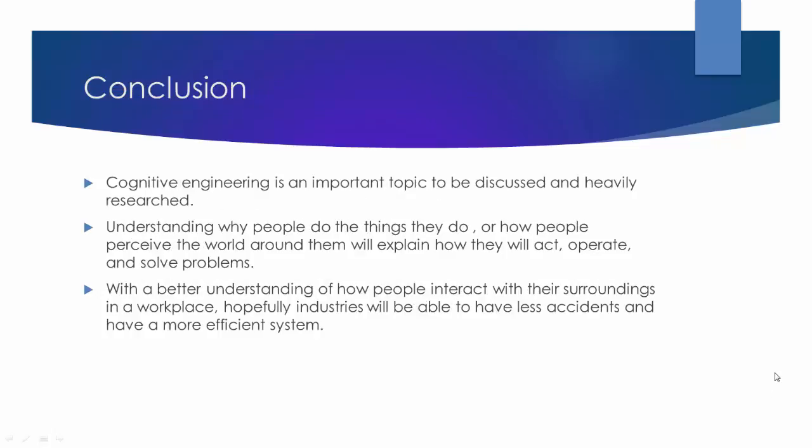To wrap things up, we'd like to say that cognitive engineering is an important topic to be discussed and heavily researched. Understanding why people do the things they do, or how people perceive the world around them, will explain how they will act, operate, and solve problems. With a better understanding of how people will interact with their surroundings in the workplace, hopefully industries will be able to have fewer accidents and have more efficient systems.